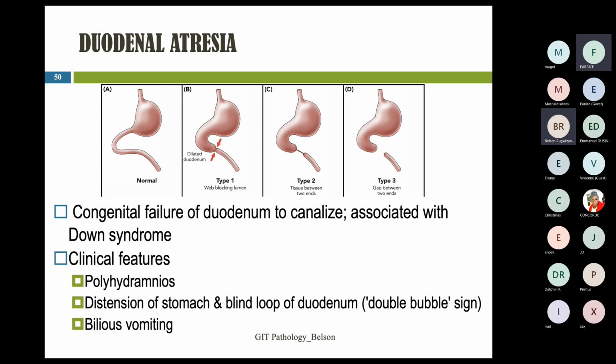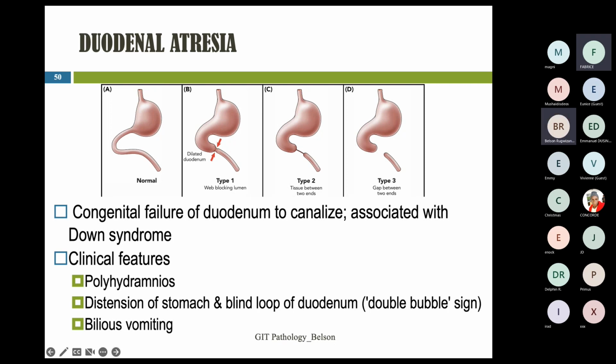So, if we go to the intestines, we start with the developmental abnormalities, duodenal atresia. So this is a normal duodenum. Of course, these are the diagrams, they are not the true pictures. So we have here a web blocking the lumen. Like the web we saw in the esophagus, a membrane inside.